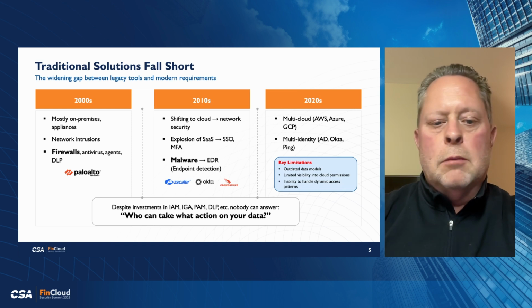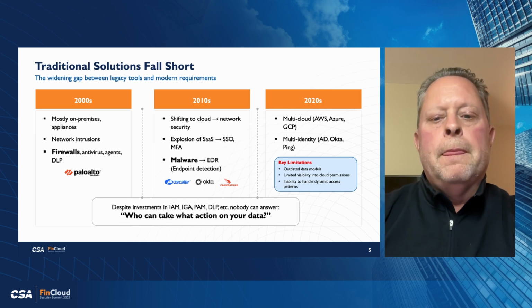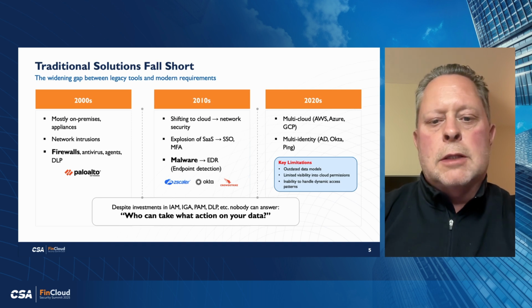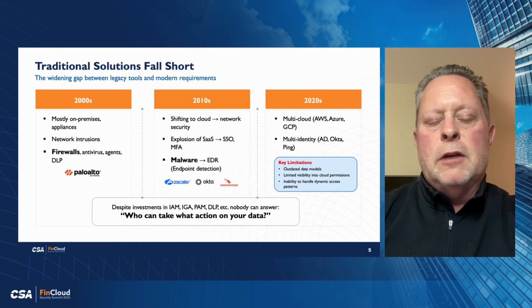Whether it was Zscaler moving proxy to the cloud, Okta moving identity to the cloud, CrowdStrike doing a lot of EDR and malware detection in the cloud, we were leveraging the power and elasticity of cloud. And then over time, we started to see multi-clouds. We started to see multi-identity. There was a lot of innovation in things like single sign-on and multi-factor authentication.